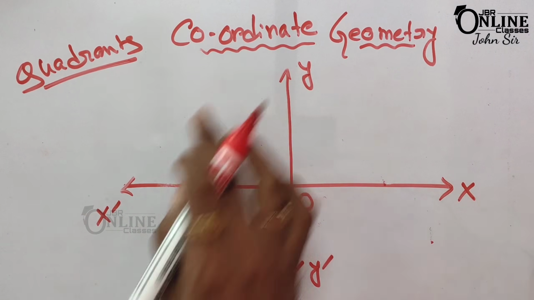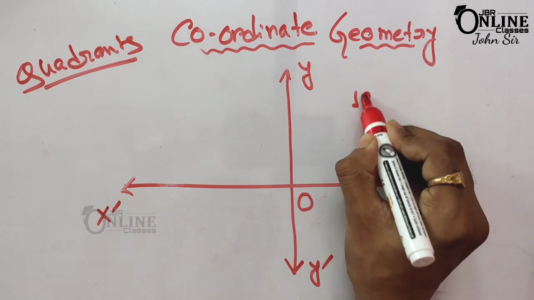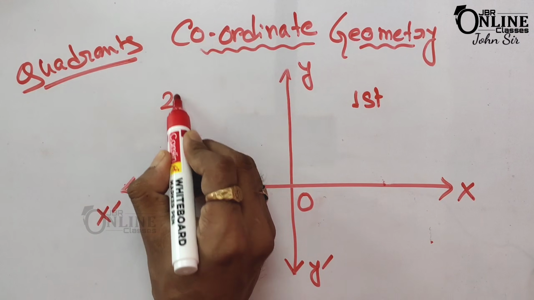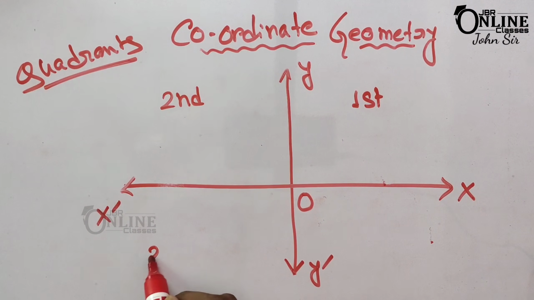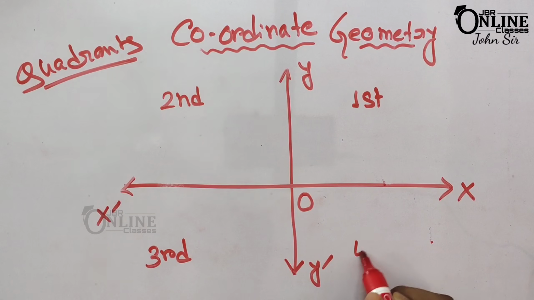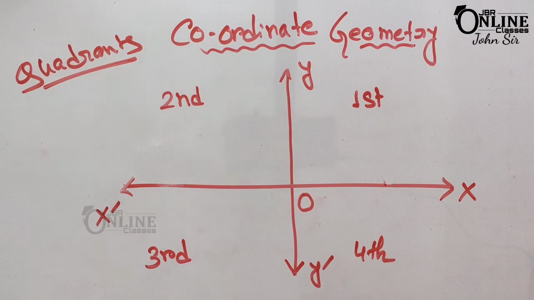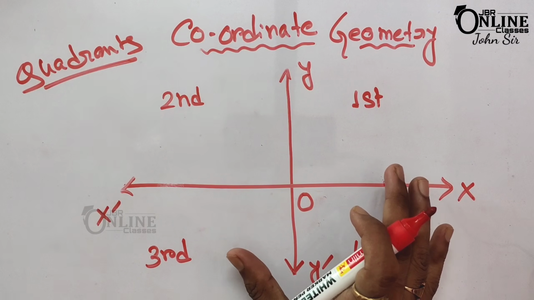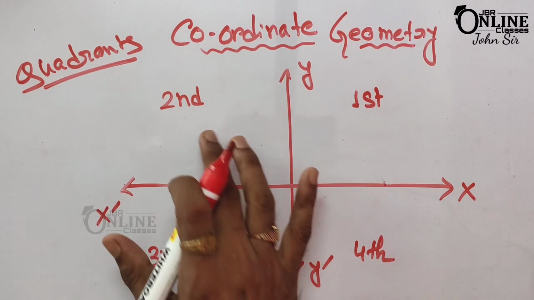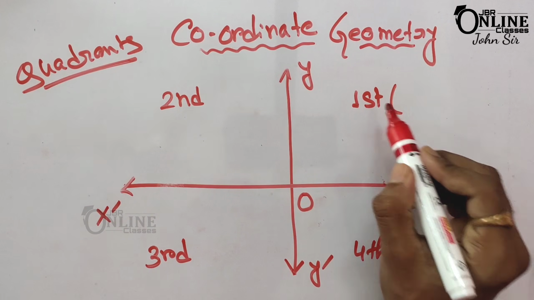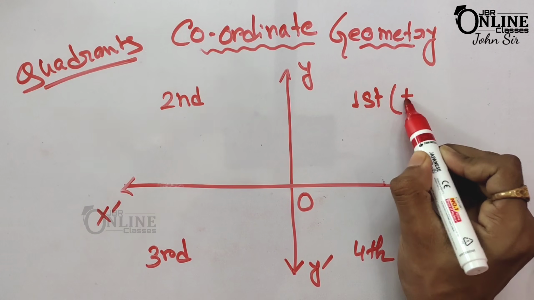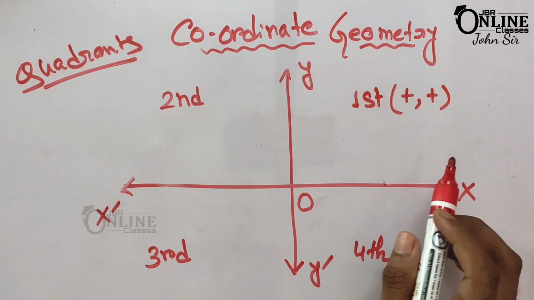You have to remember that it goes anti-clockwise. So this one will be the first quadrant, this one second, this one the third and the last one the fourth. There are a total of 4 quadrants, and in the first quadrant, always remember that both the values of x and y are positive.